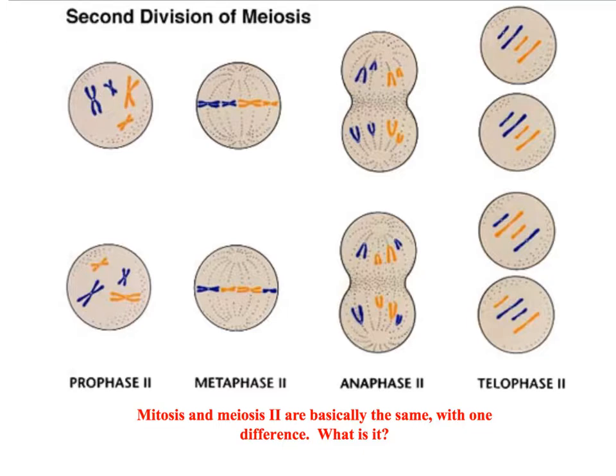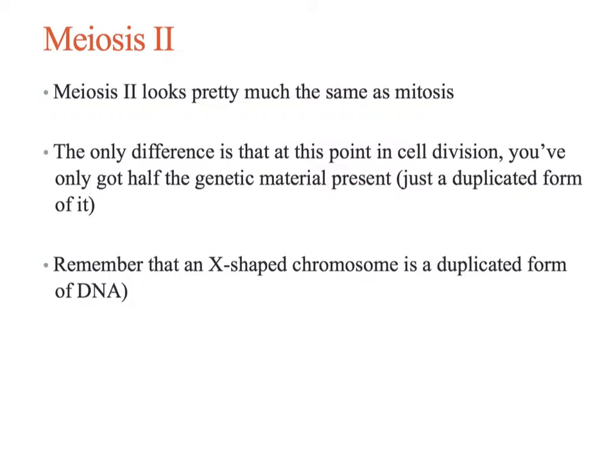And you'll notice that the end of meiosis are 4 cells that are genetically different, because you would have had crossing over that created the differences in the 4 cells. So Meiosis II, again, like I said, looks pretty much the same as mitosis. The only difference is that the cells are going to have half the number of chromosomes, because there is no duplication in between Meiosis I and Meiosis II. So remember that an X-shaped chromosome that you see is a duplicated form of DNA.